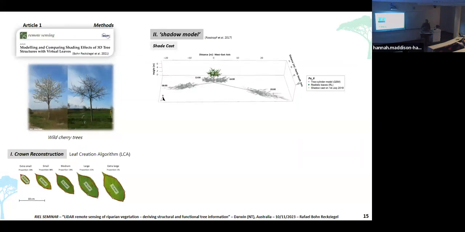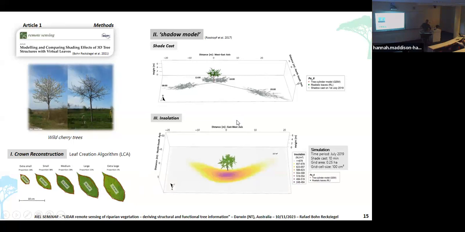developed an algorithm to add leaves on top of these cylinder trees. We also already had a shadow model, which worked with similar geometrical forms to derive the shading effect of trees in a precise way. So there was a whole assessment of leaves and then creating this algorithm, then adjusting it to the shadow model to forecast the shade at different times of the day.